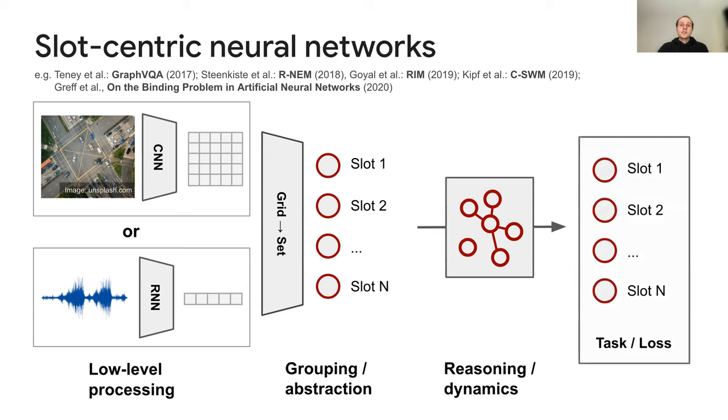The cool thing is that with these types of architectures, you can train this whole pipeline end to end by just putting a task-specific loss on the updated slot representations that come out of this reasoning or dynamics module. As I mentioned, as soon as you abstract away from the low-level perceptual data that often lives on a grid, you are in a latent space that is symmetric under permutation. So it's a bit like a graph, essentially. And this symmetry seems to be quite important for generalization, because that buys you, in many cases, compositionality.